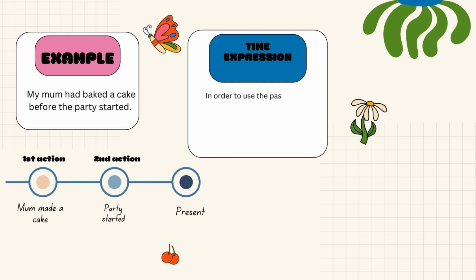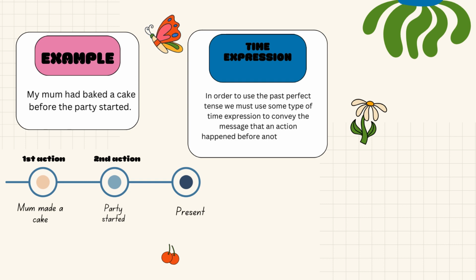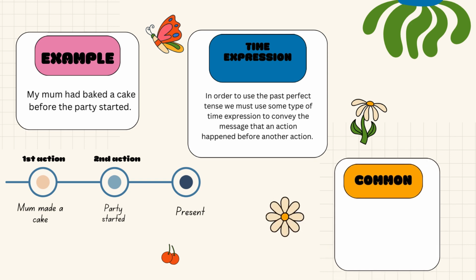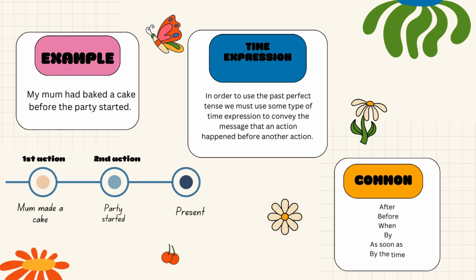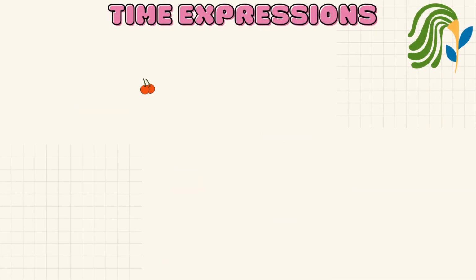In order to use the past perfect tense, we must use some type of time expression to convey the message that an action happened before another action. Some of the most common time expressions are after, before, when, by, as soon as, and by the time. Let's look at the examples.